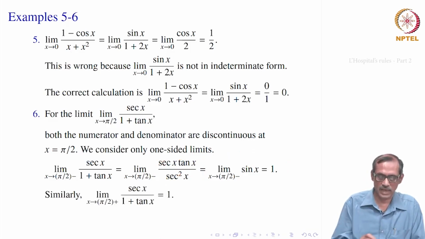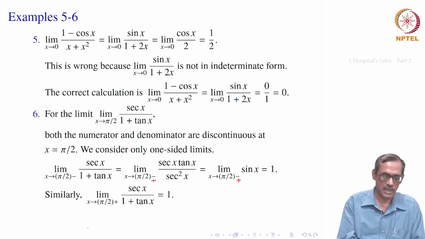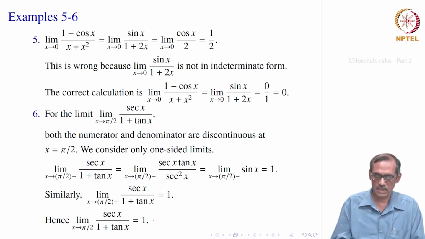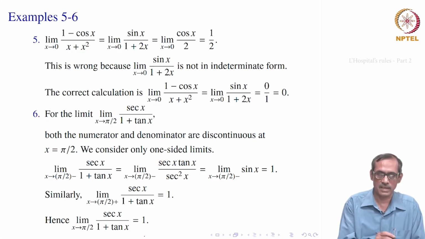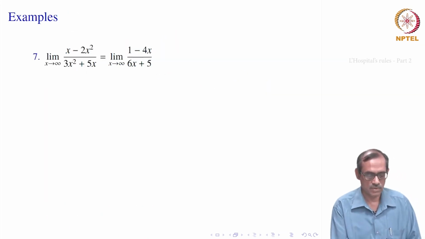So, let us take the right side limit. When x goes to pi by 2 plus, again the same thing happens, it simplifies to sin x, that is also 1. Therefore, we say the limit of the given function is equal to 1. Okay. Sometimes we have to take one sided limits this way. Let us go to the next problem.